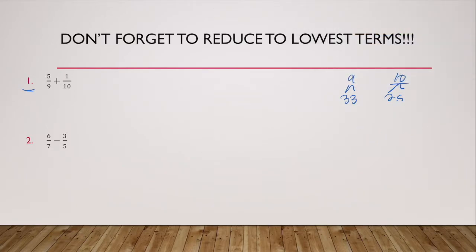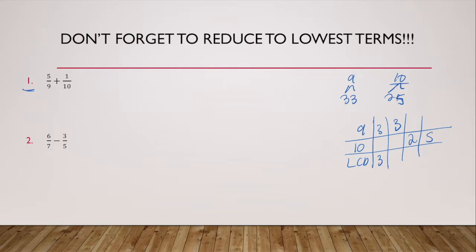If we were going to try and do the column method, 9 would factor into a 3 and a 3. 10 would factor into a 2 and a 5, so the LCD would be 3 times 3 times 2 times 5, which is 9 times 10, which is 90. So, how do I make 5/9 look like 90?